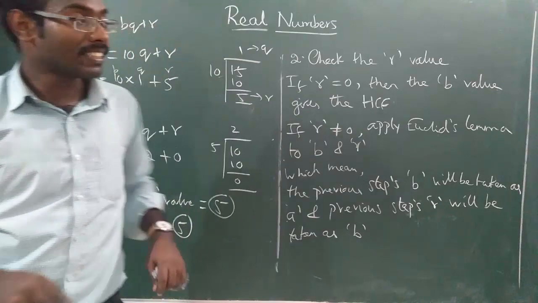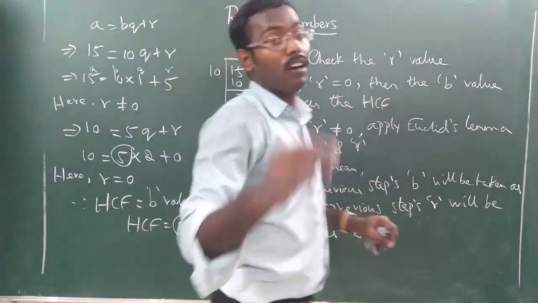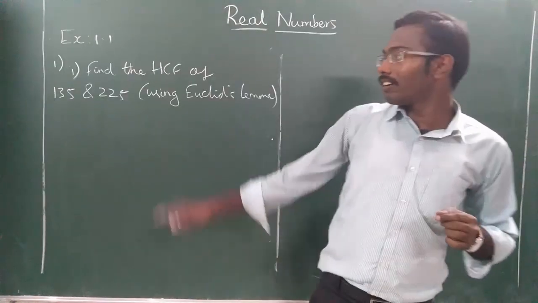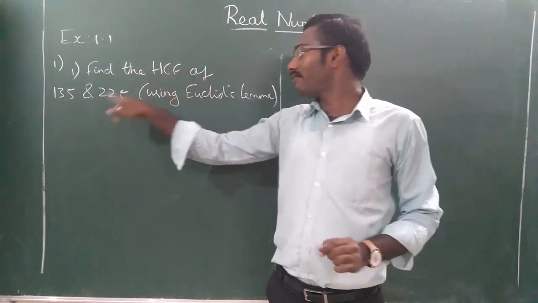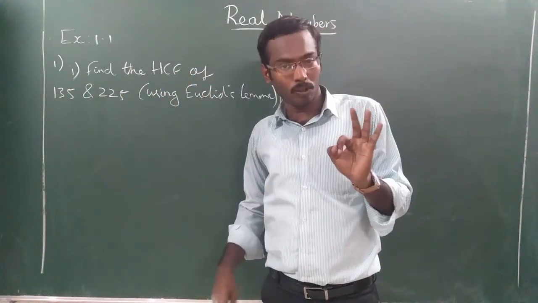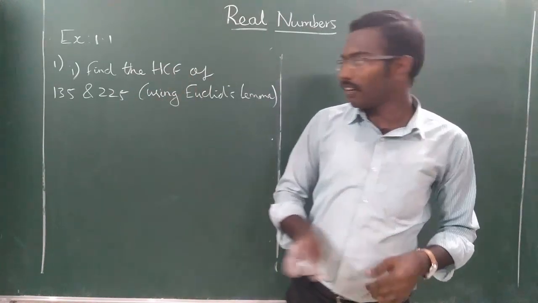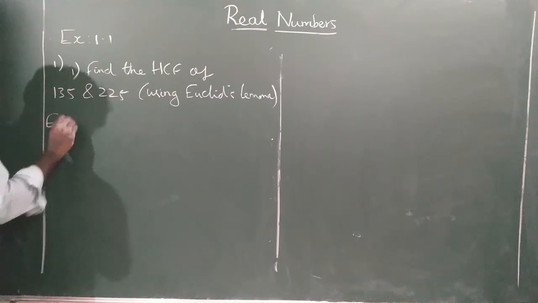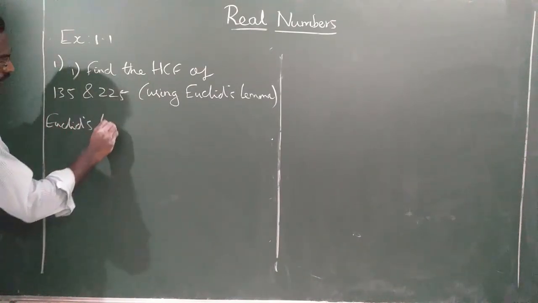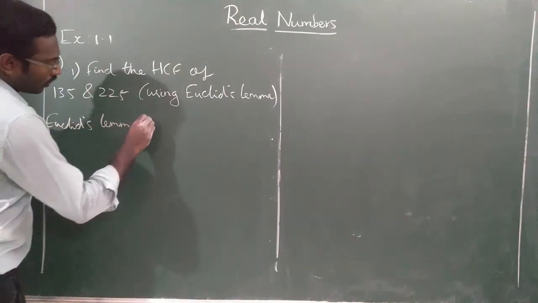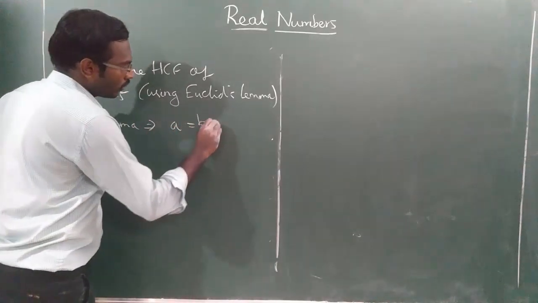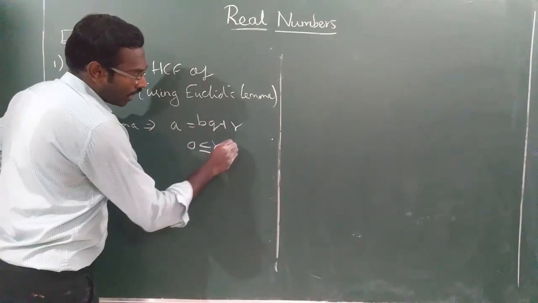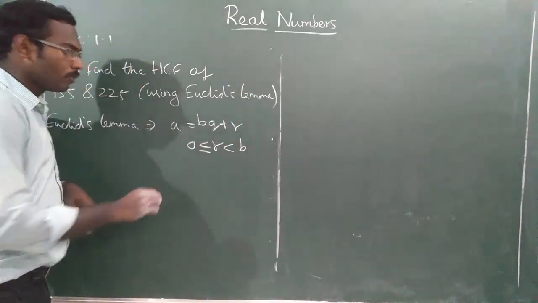Okay. So please take exercise 1.1, first sum, first division. We are going to solve it. This is your first sum. Find the HCF of 135 and 225 using Euclid's lemma. Okay. So here, first you write the Euclid's lemma. What is your Euclid's lemma? A is equal to B Q plus R, where R is greater than or equal to 0 and less than B. This is your Euclid's lemma.